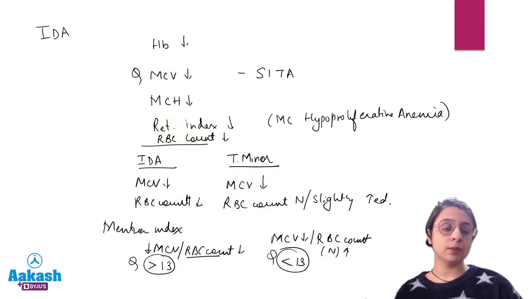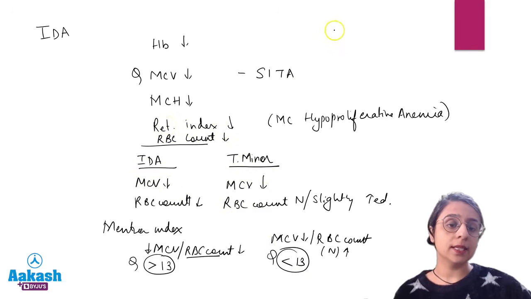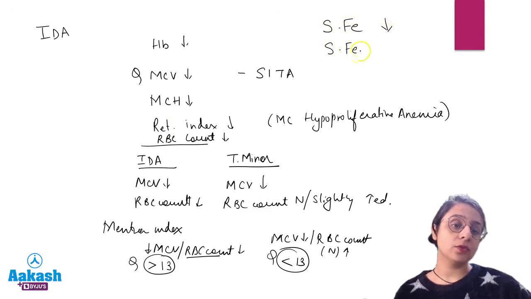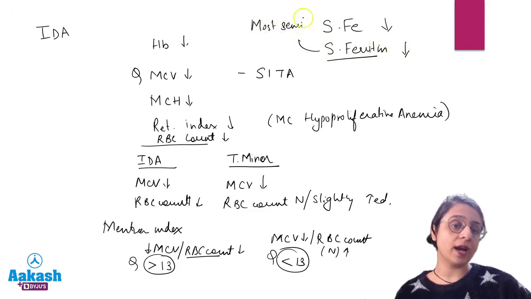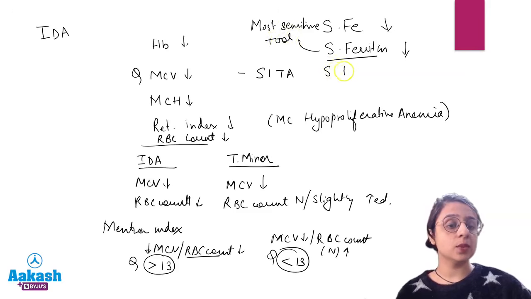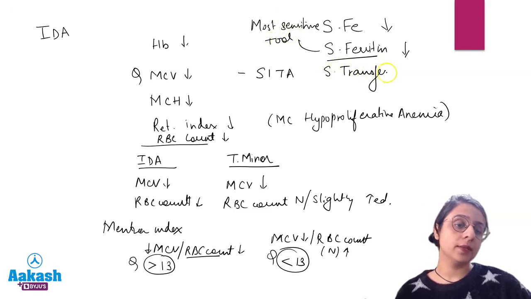Now let me quickly come to what will happen to these parameters. Let's have a look. Very important. Serum iron will be low. Now ferritin is the storage form of iron. Because serum iron is low, the storage also doesn't have much iron, so serum ferritin will be low. So this is the most sensitive tool for the diagnosis of iron deficiency anemia. What will happen to serum transferrin saturation, students? Yes, transferrin saturation will be low.